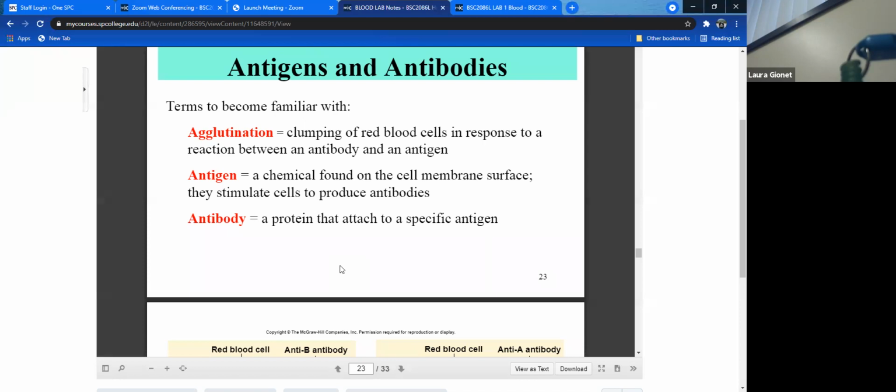An antibody is a protein that attaches to a specific antigen. So an antibody is specific to bind to a particular antigen. It's like a lock and a key: you only have one key that can generally fit into a lock, and that's it. If you want to change the locks, then you have to change the key. So they are unique and specific for one another. When you make antibodies, they are specific to fit and interact with one antigen only.